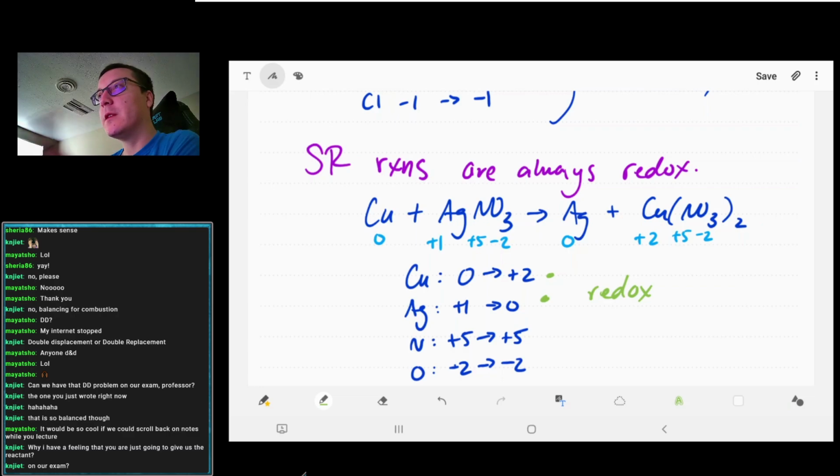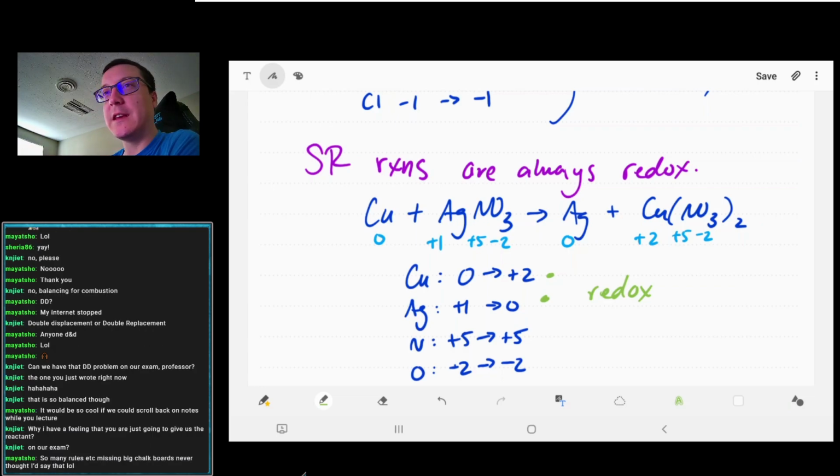Okay, so these are just examples. You're going to always see that all of the single replacement reactions will always be redox. We're going to see that all of our other types of reactions are synthesis and decomp. They could go either way. So you're going to have to actually check the oxidation numbers to see if those would be redox or not. But single replacements are always redox, double displacements are never redox.